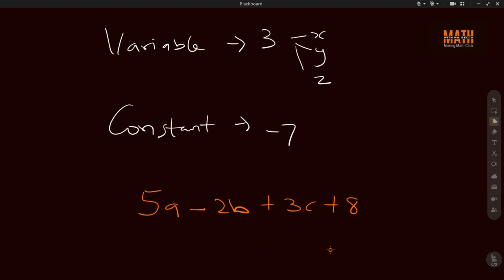So in conclusion, expressions are numbers plus variables plus operations. When you see numbers, variables and operations together, they are called expressions, and terms are each separate part. Coefficients are the numbers that are in front of the variables, and constants are the numbers that stand alone. Once you can identify this, then you are ready to simplify expressions, which we will cover in the next video.